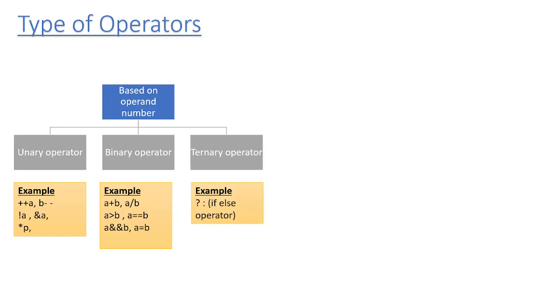Then comes the ternary operator. There is a single ternary operator present in C. This is the example of the ternary operator, the question mark and then this colon sign. Why is it a ternary operator? Because it requires three operands. It operates on three operands. That's why it is a ternary operator. We will show you the syntax in the next slide.